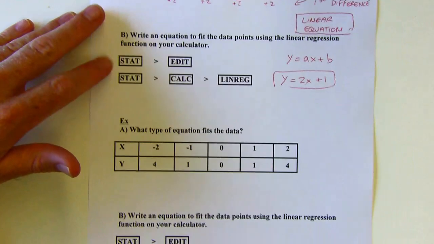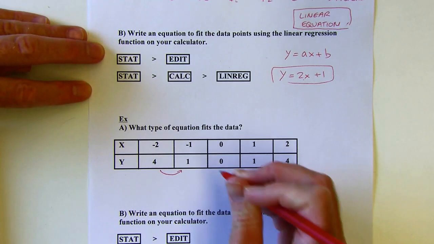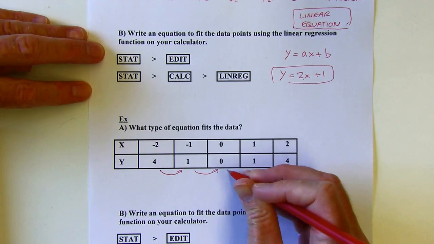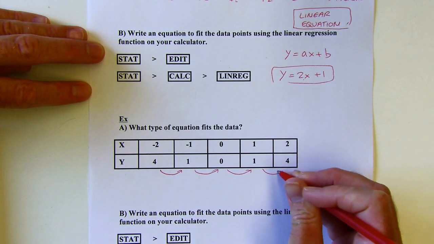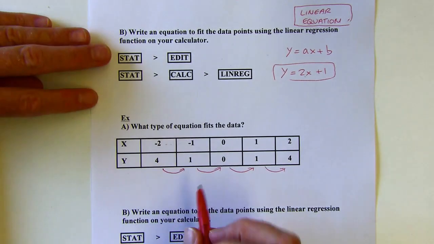But what if we don't have a straight line? So let's look at this one. When I'm looking, what am I adding to get from point to point? From Y to Y, I would need to check my Y's, see how my X's are evenly spaced. So that's good. Okay, so let's look at the Y.